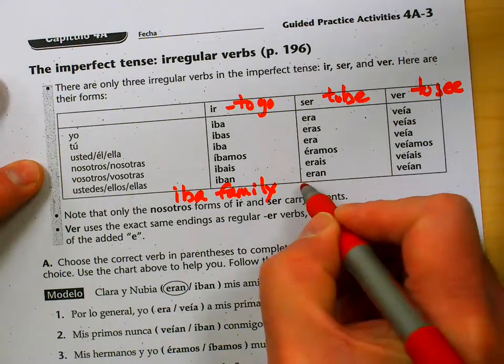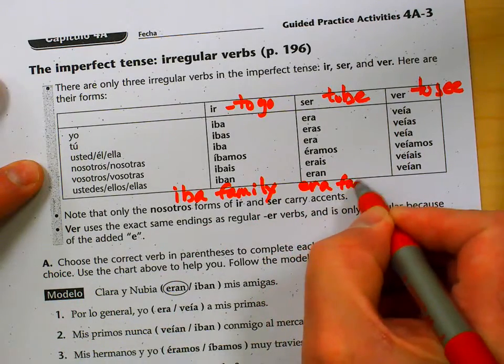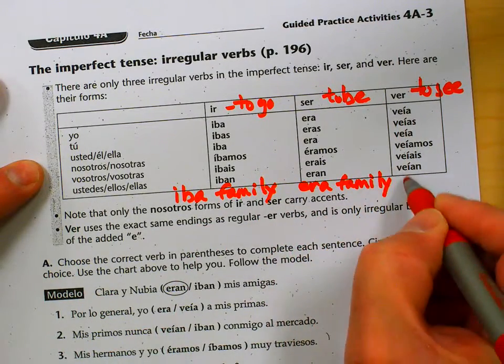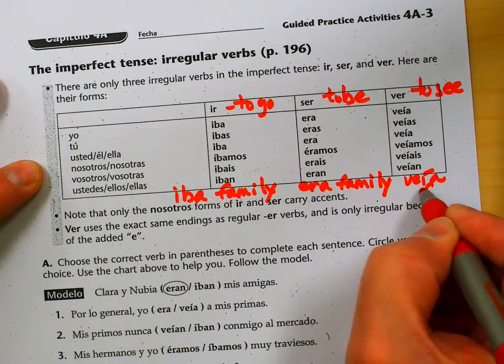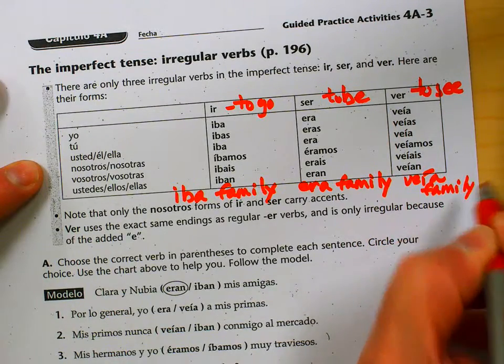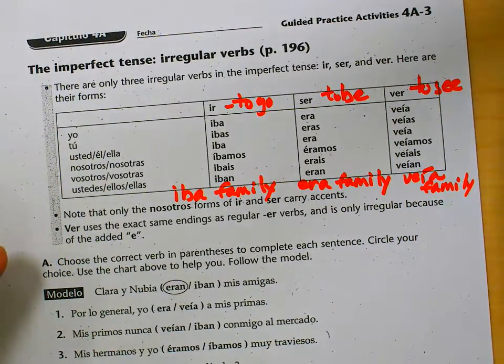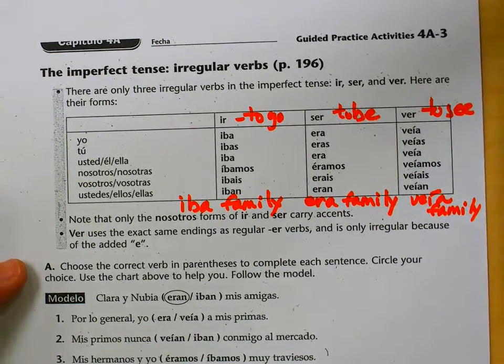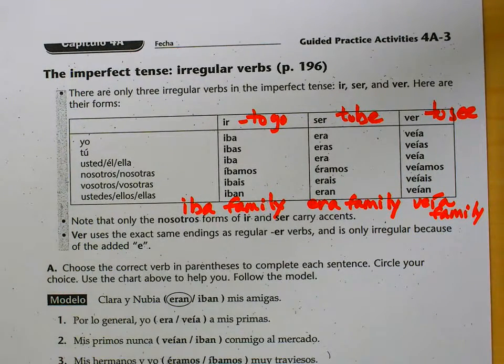Here's the Iba family. There's the era family. And good old ver is going to be the veía family. Every form has veía in it. Ver is just a little weird because it keeps that E in that conjugation before you add the ía family. So you get veía, veías, veía, veíamos, veíais, veían.